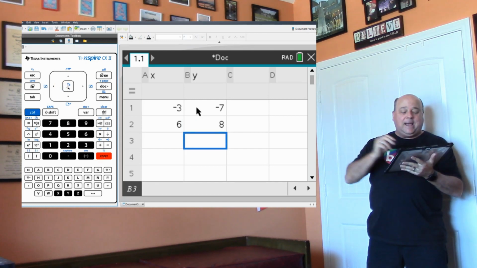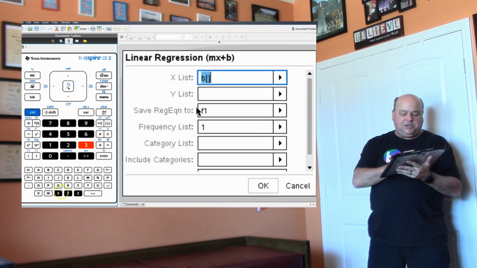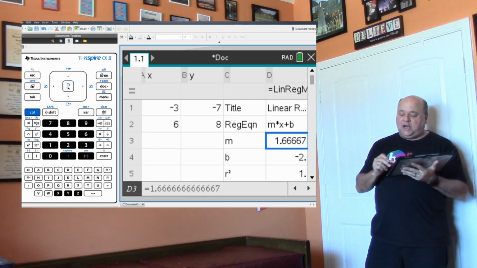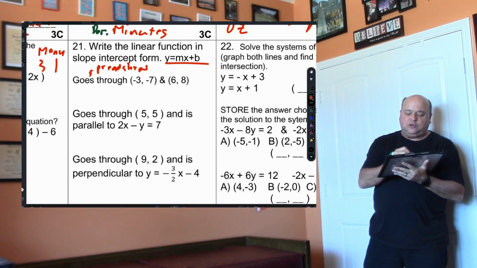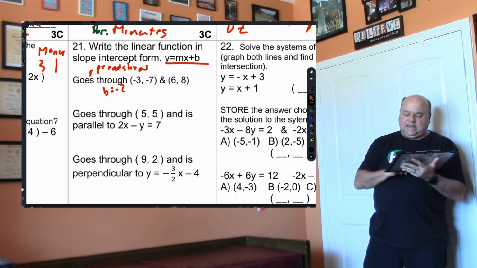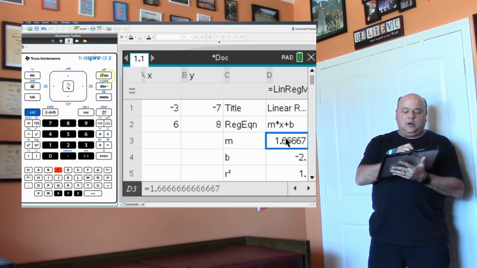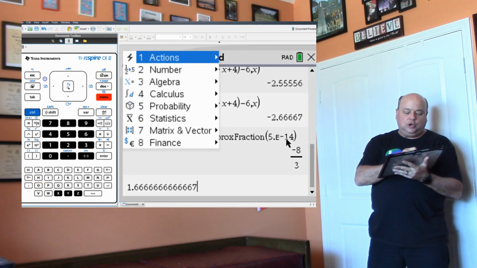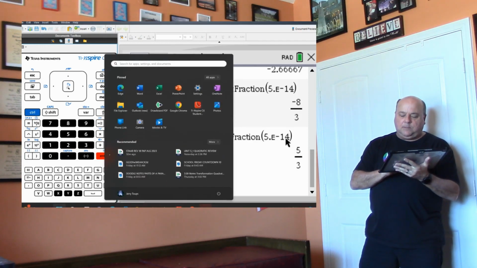Menu 4, 1, 3, x down, y down, enter. Menu, statistics, stat calculation, linear regression, x down, y down, enter. Bam. Now that my slope is a decimal in it, I need to make it a fraction. My y-intercept's -2. So I'm going to go back here and write down b equals -2. But I need to change that decimal to a fraction, don't I? So I'm going to hit Control-C to copy, hit Home and A, and then Control-V to paste, and then Menu, 2, 2, Enter, and bam, I get 5/3, don't I? So my slope is going to be 5/3.